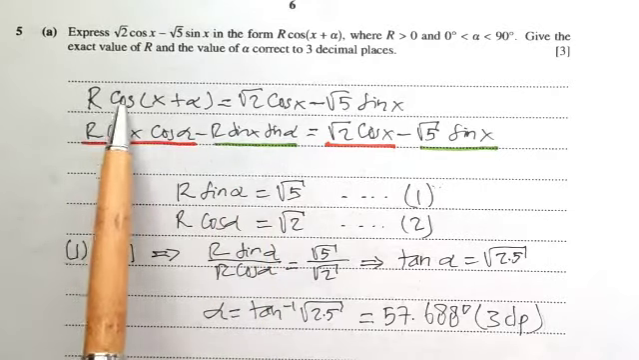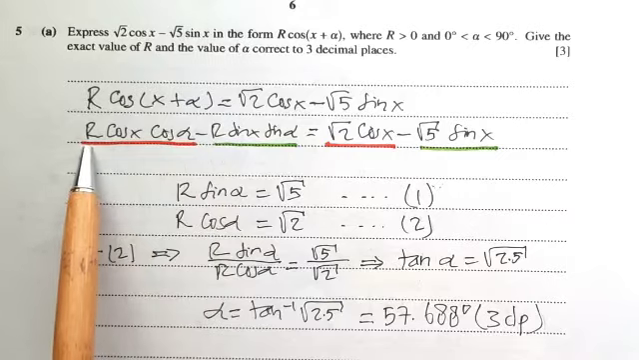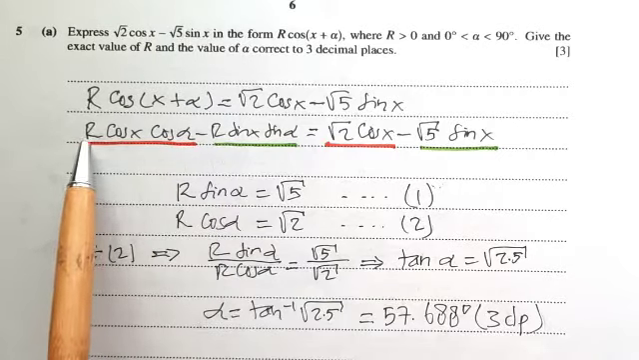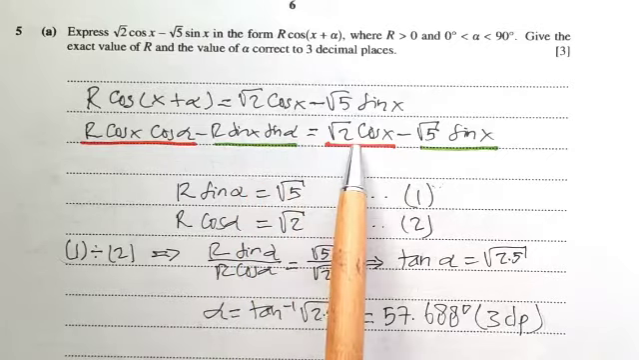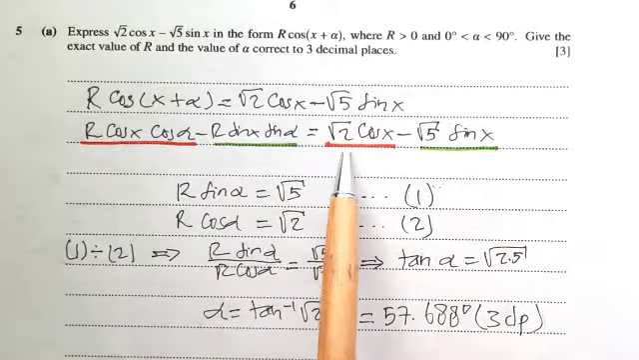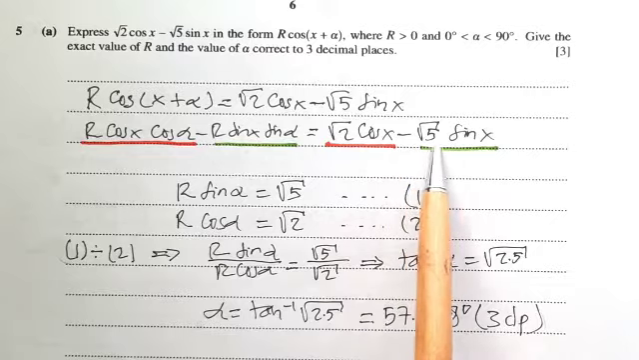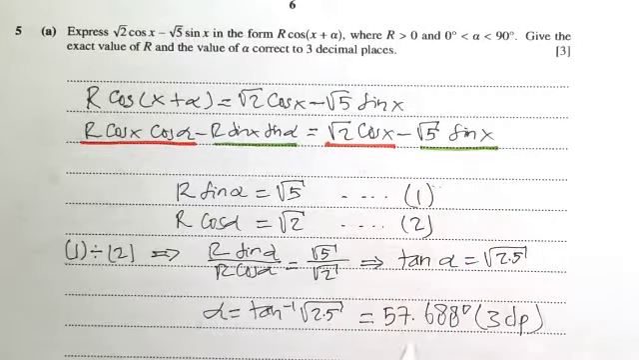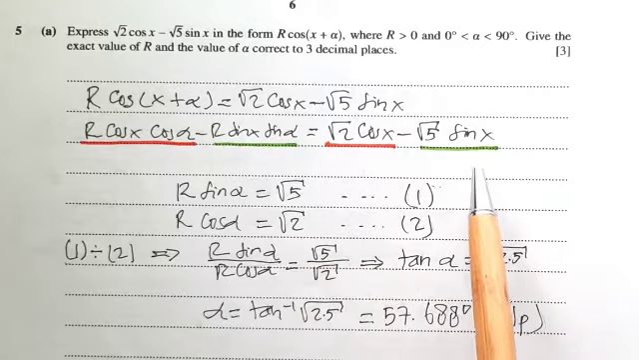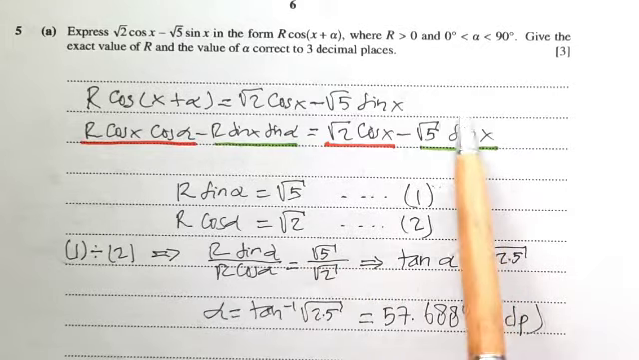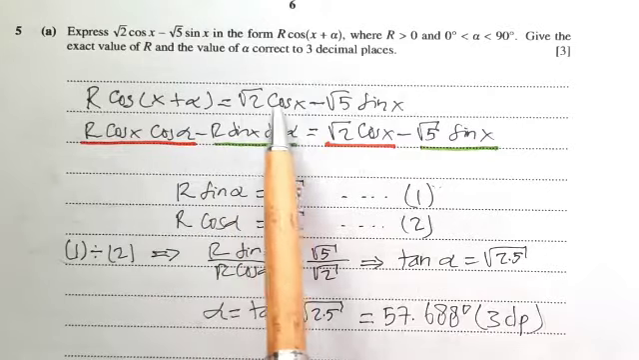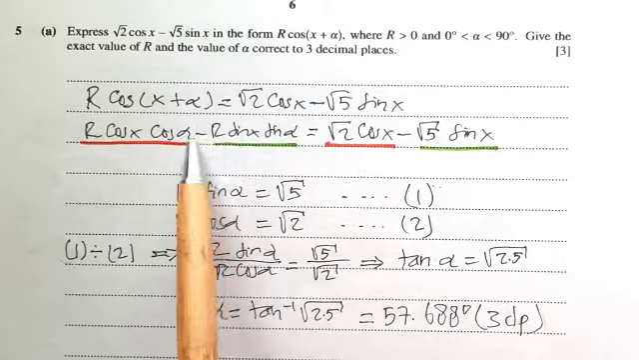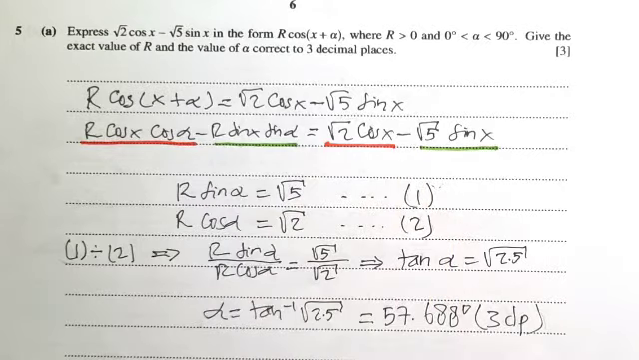Here r cos(x + alpha) equals r cos x cos alpha minus r sin x sin alpha, which equals square root of 2 cos x minus square root of 5 sin x. Now we compare the coefficients. First we compare the coefficient of sin x on the right-hand side and the left-hand side. The sign is the same, minus.